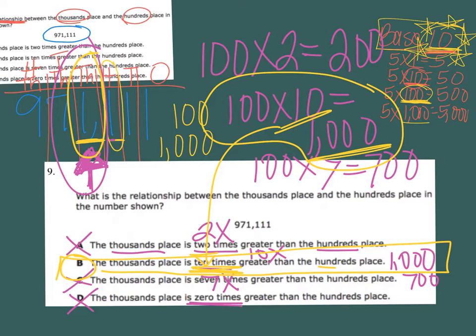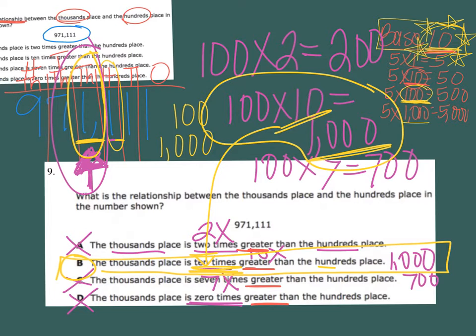Just remember, if they're asking you about the relationship, always think in your mind 10 times. It's either going to be 10 times greater or 10 times less. And in this problem, all of them showed greater. So then we need to remember base 10.